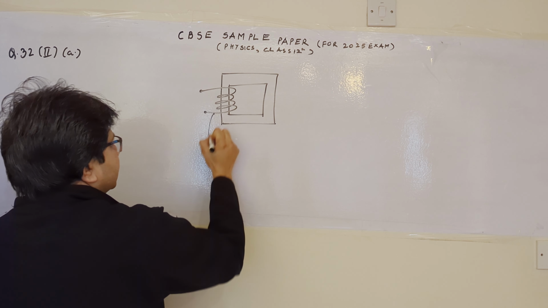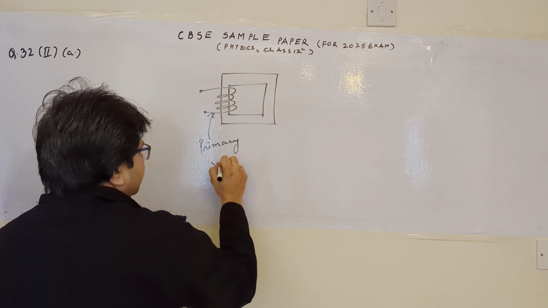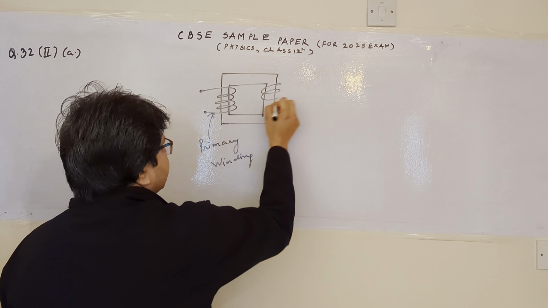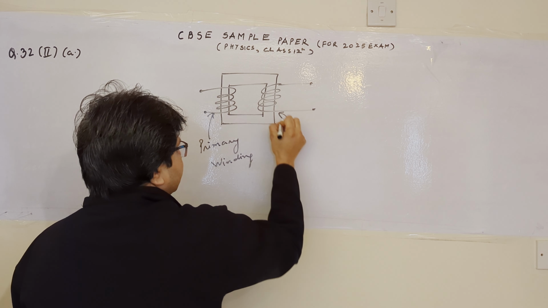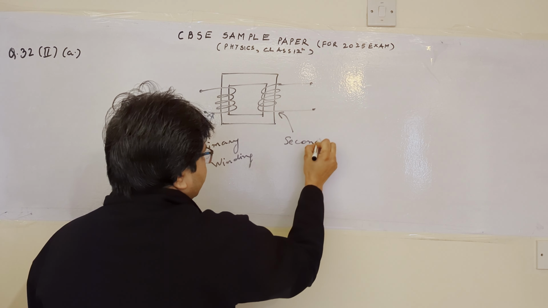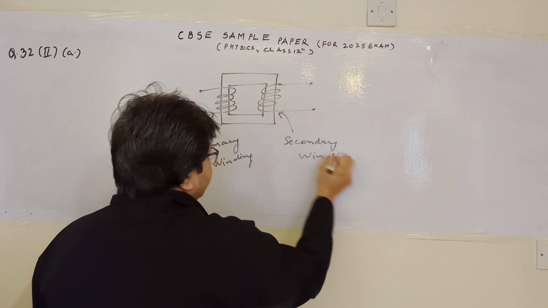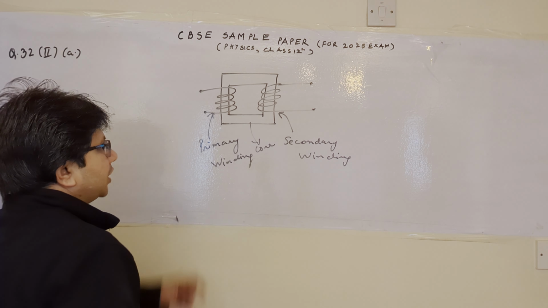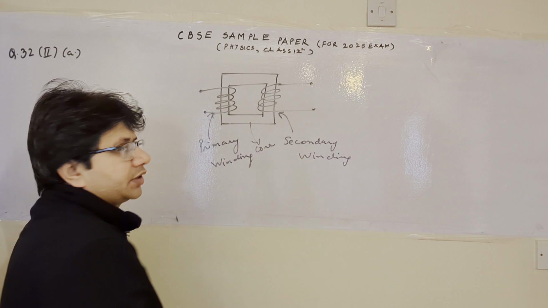This winding is known as the primary winding. This is the primary winding, and then there is a secondary winding. So this is the secondary winding, and these are connected through this particular core material. The primary input is applied here and the secondary side's output is obtained here.